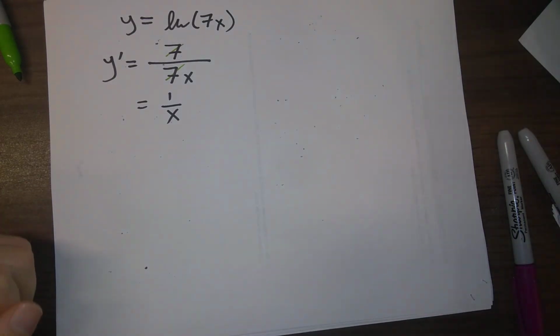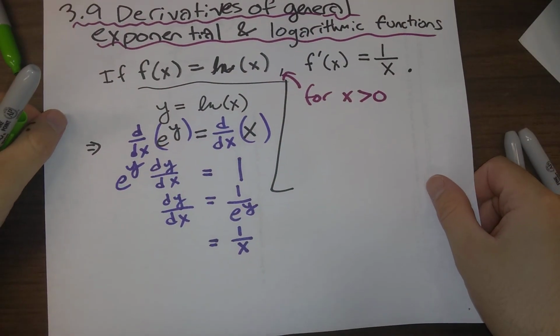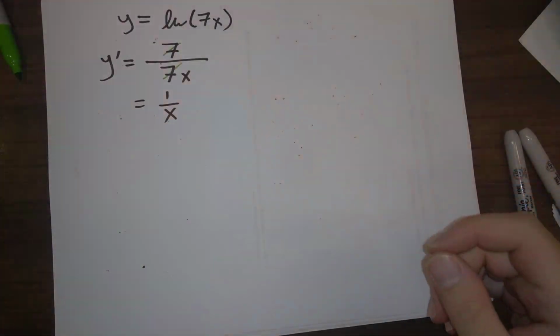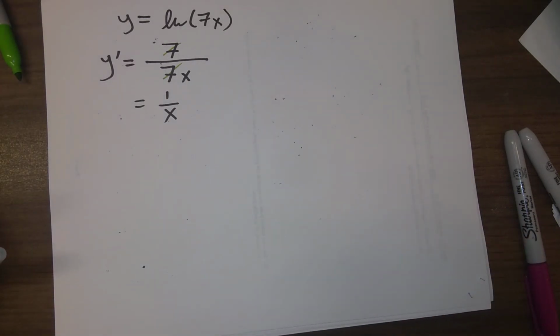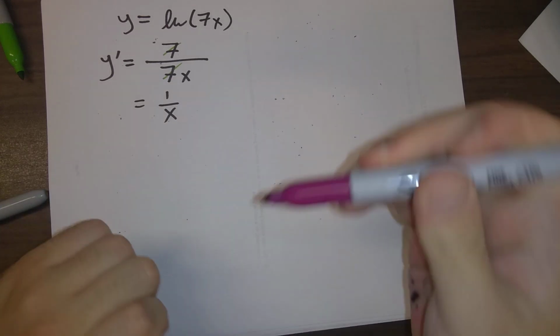And so that might seem a little bit weird, that we said the derivative of natural log of x is 1 over x. And now we're saying the derivative of natural log of 7x is 1 over x. And so we're saying that these two functions have the same derivative, even though they look different. So it is something weird here. That's the thing you should be thinking about.